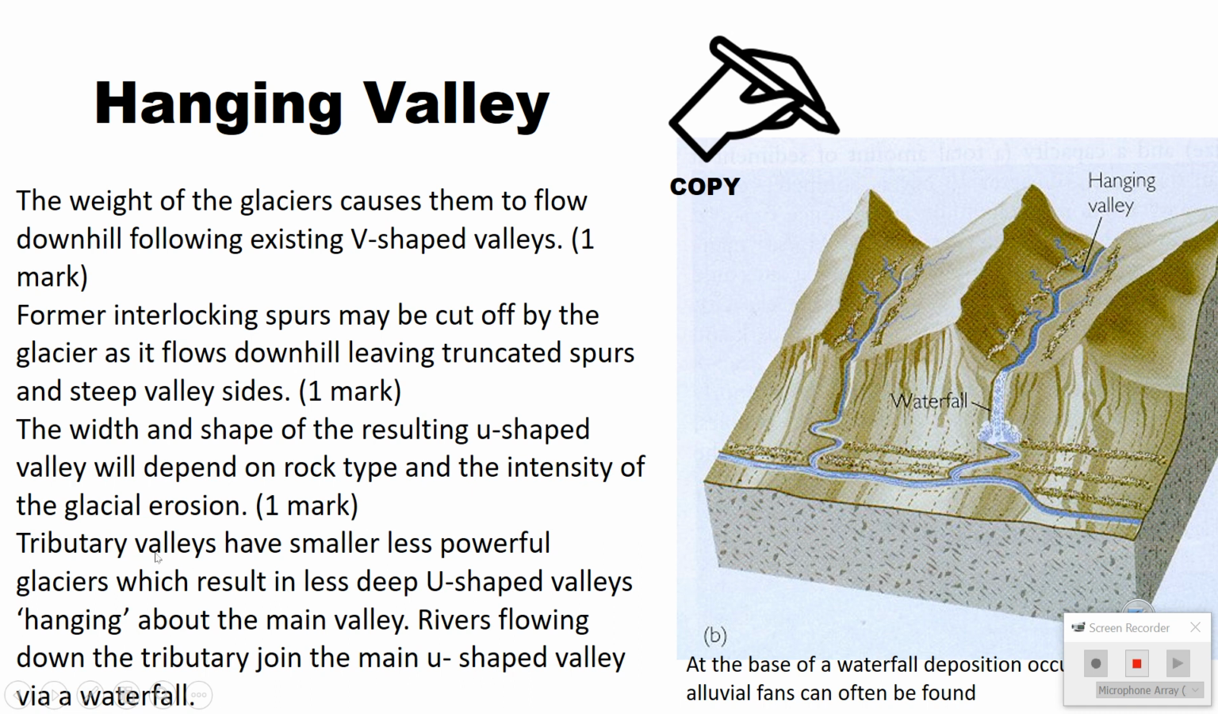So this is the point here. Tributary valleys have smaller, less powerful glaciers. That's the main point I'd be making for a hanging valley, which results in less deep U-shaped valleys. And because they're less deep U-shaped valleys, they hang into the main valley, and rivers that flow down them generally come down to them as a waterfall. So that last point is really key to explaining your hanging valley, and you kind of build that onto your answer.